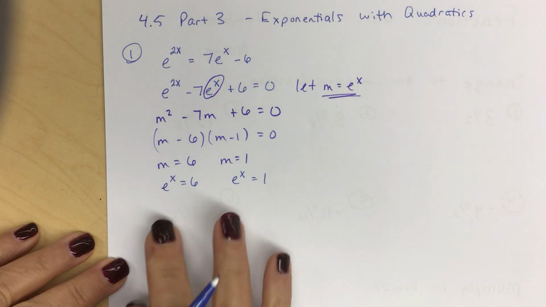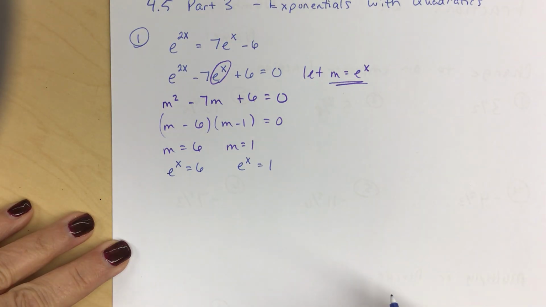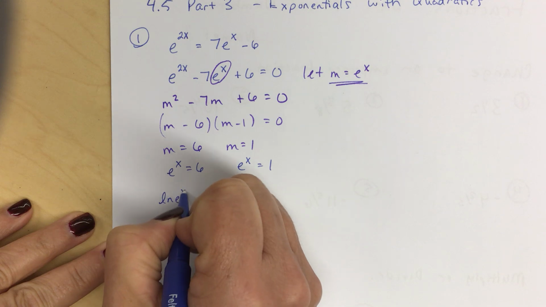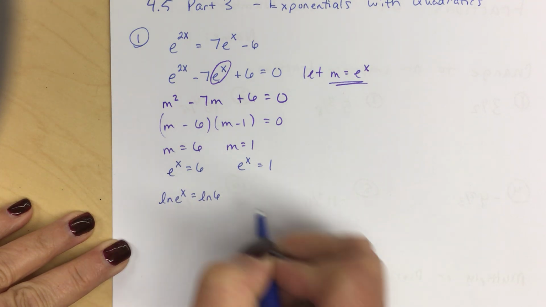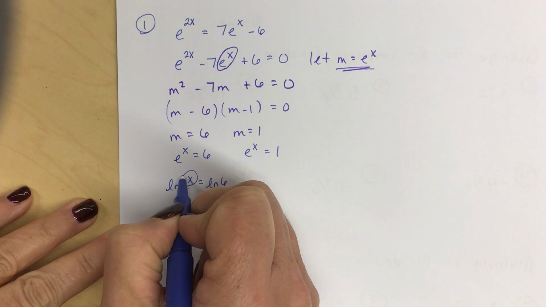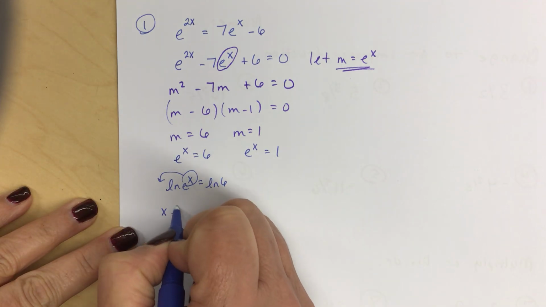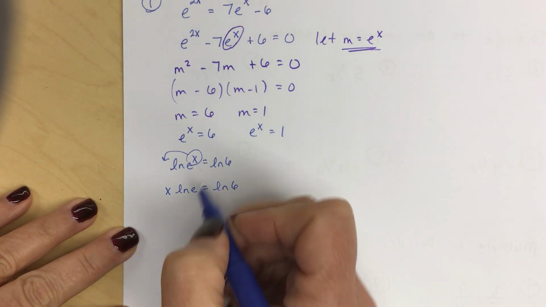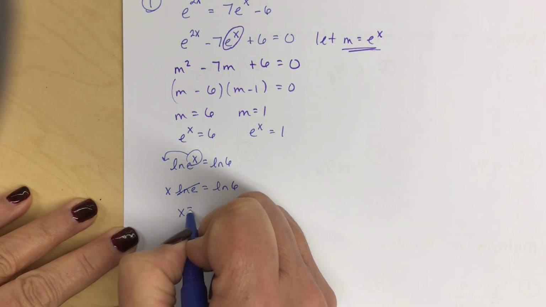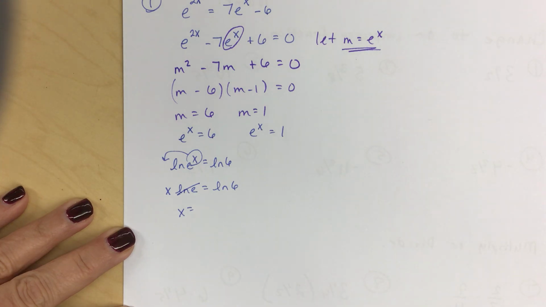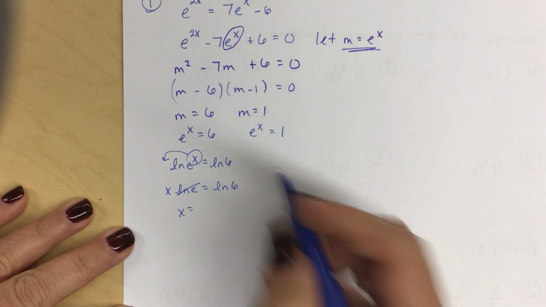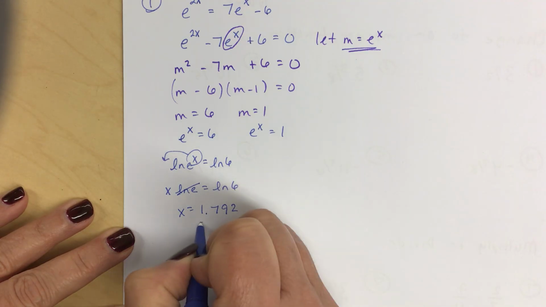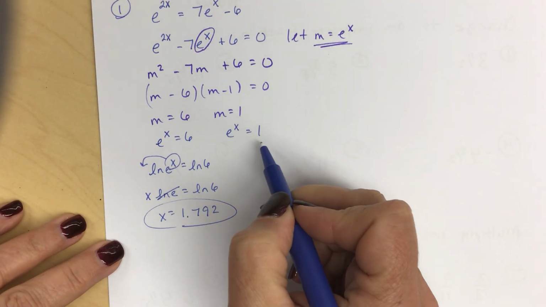And now we have to solve this by taking the ln of both sides. So this becomes the ln of e to the x is equal to the ln of 6. Then you can bring your exponent down. So x ln e is equal to the ln of 6. And ln of e is equal to 1. So x is just ln 6, which if you want the decimal of that, that is 1.792.